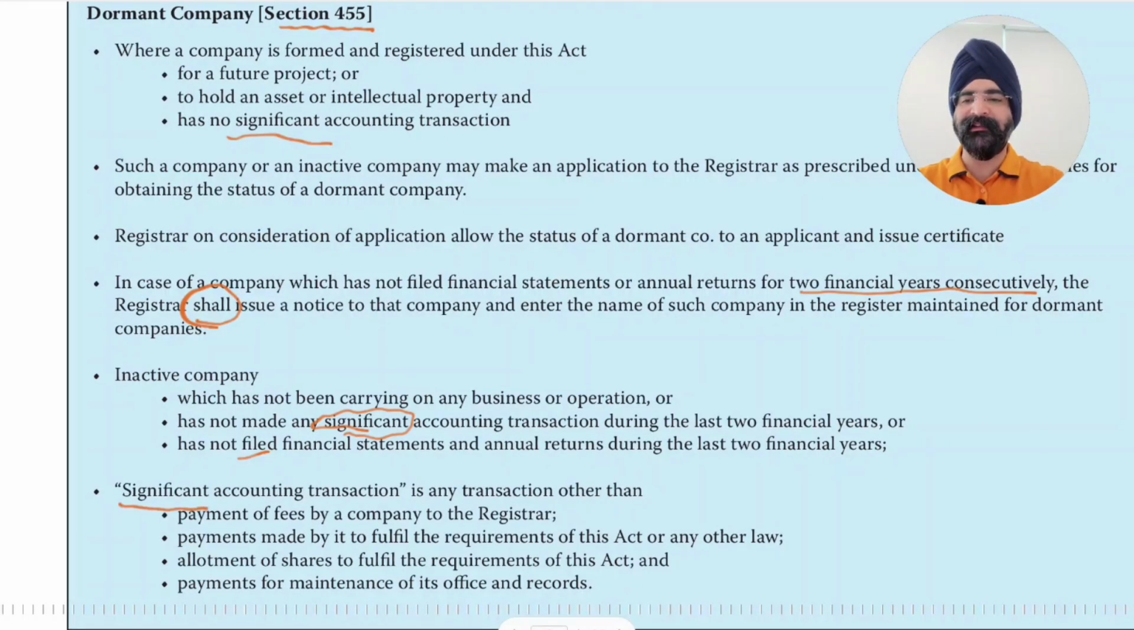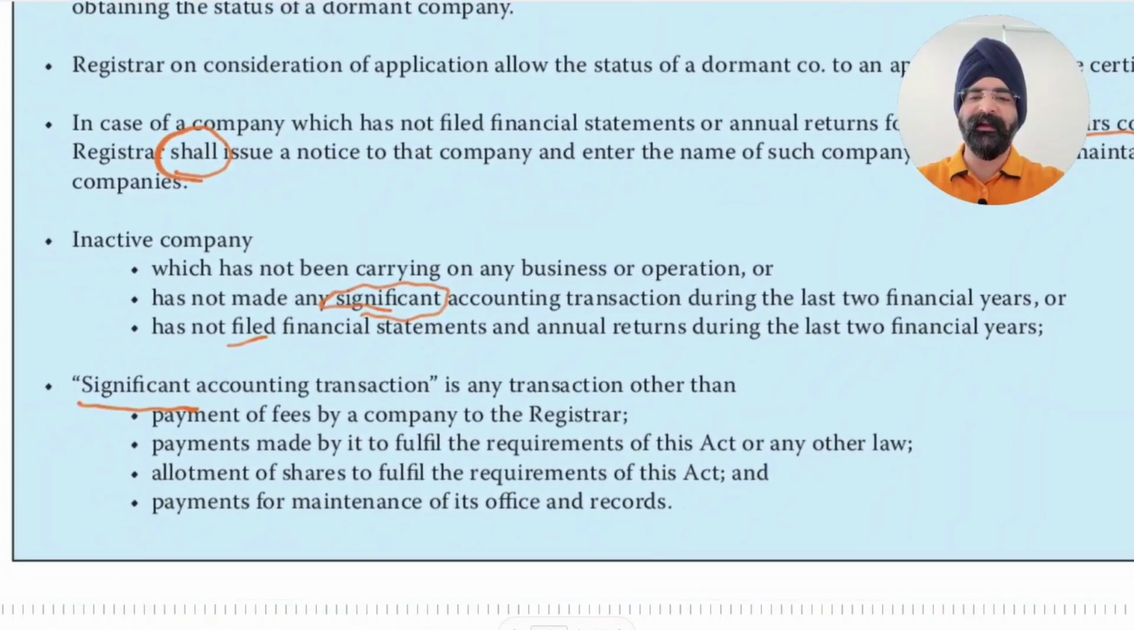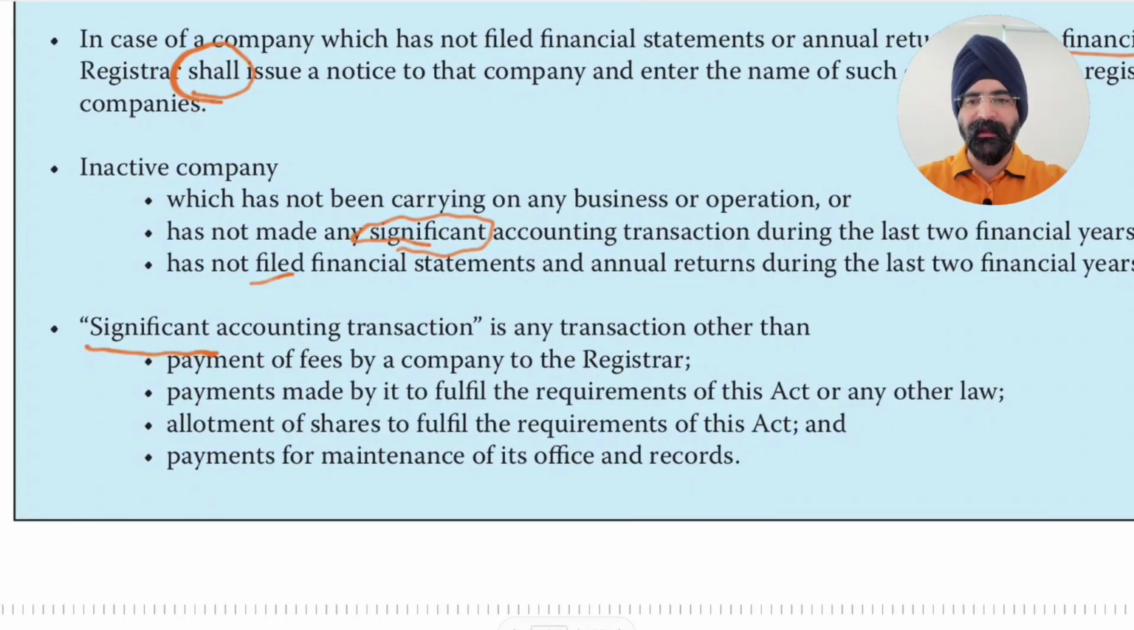Now comes the word significant. Significant accounting transaction is any transaction other than payment of fees by a company to the registrar. So we will pay ROC various fees, like when there is a change of director, a form is filed, fees is paid, and maybe there is a requirement of certification by a practicing professional, a fee is paid. So the payments made to the registrar are not a significant accounting transaction.